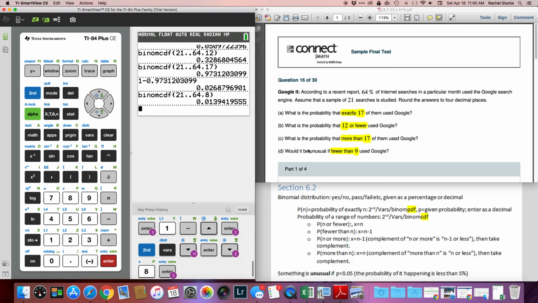So those are a lot of different combinations here, but you're always going to want to refer to this chart to see exactly what you need to do.